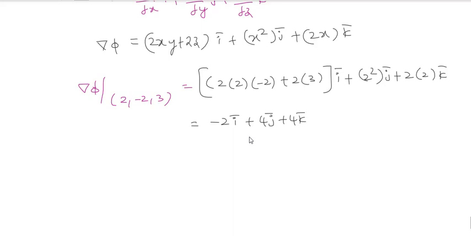Right. A unit vector normal to the surface means what? Del phi by mod del phi, right, at 2 comma minus 2 comma 3, which is equivalent to what?